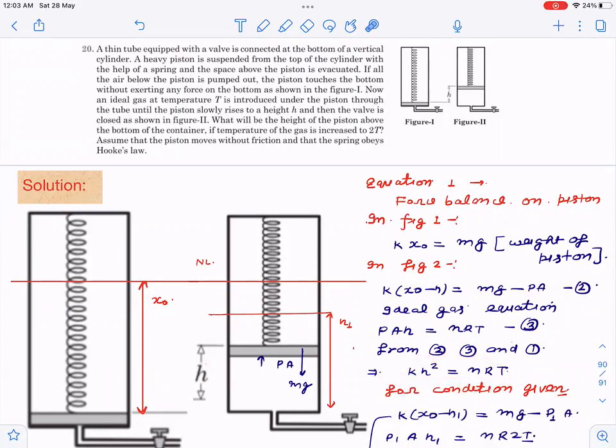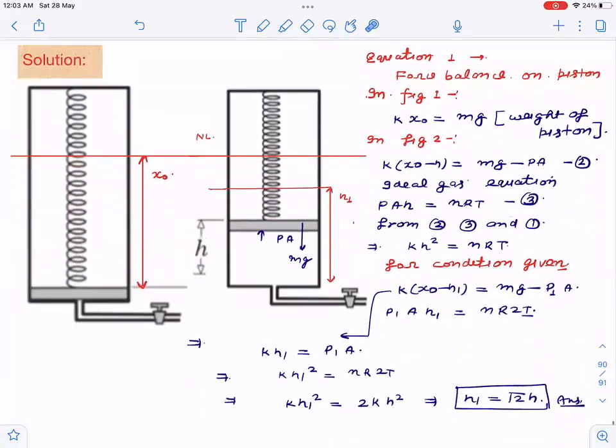Now, when the temperature becomes 2T, the pressure will increase. So when pressure increases, what will happen? I have assumed that when the temperature is 2T, the piston goes to this level. I have not drawn the diagram, but let us assume that the piston goes to this level, and this height h1 we need to find out. So what is the elongation left now? This is the elongation left. How much is this? The distance is just x0 minus h1. So the spring force is k(x0 minus h1). Weight is as it is, and the pressure becomes P1, so minus P1A.